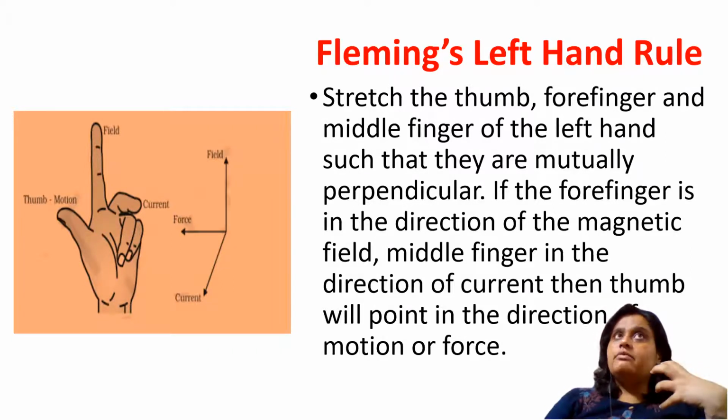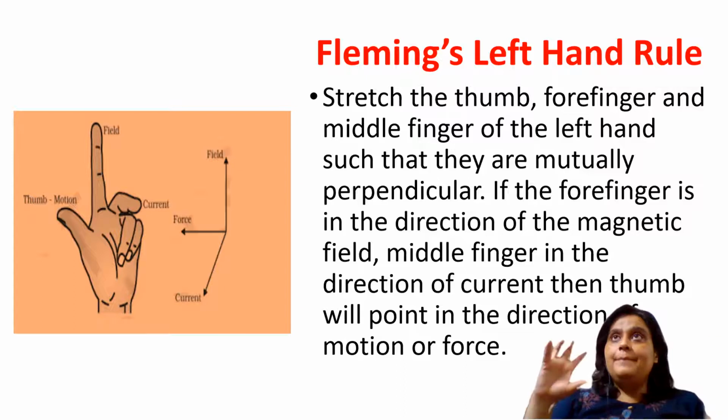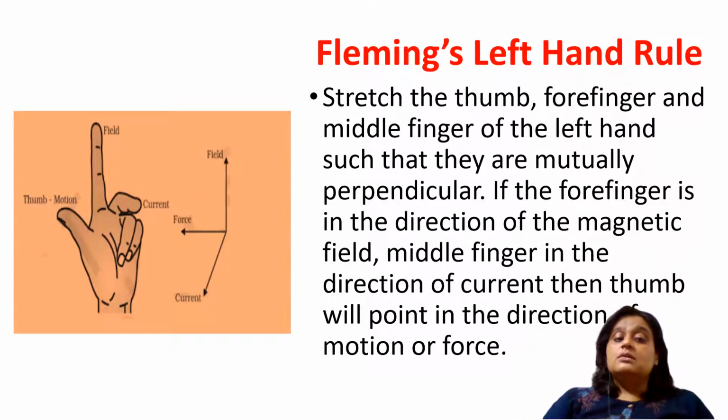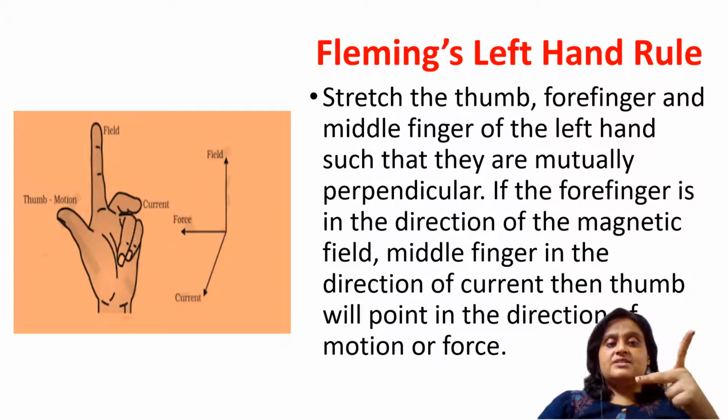Now these three parameters can depend on each other. If two are known to us, we can find out the direction of the third parameter easily. How? By using Fleming's left hand rule. And what is that? As it is the left hand rule, you take your left hand, take the first three fingers and stretch them in such a way that they are mutually perpendicular to each other.